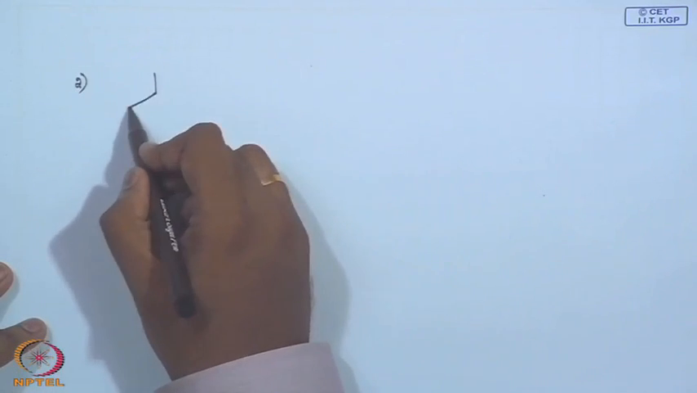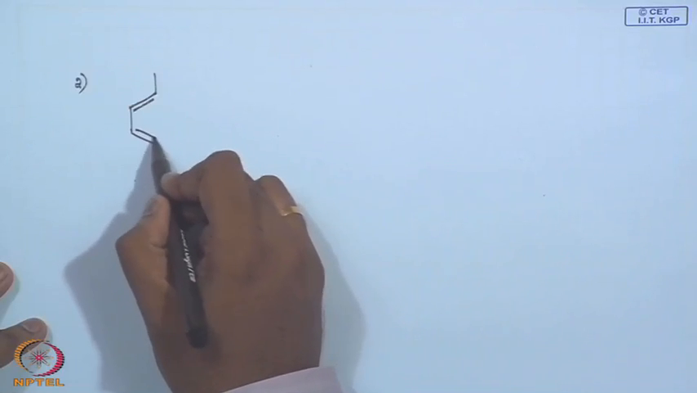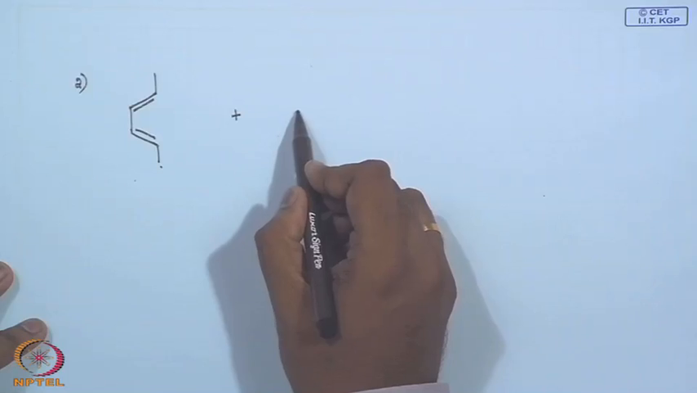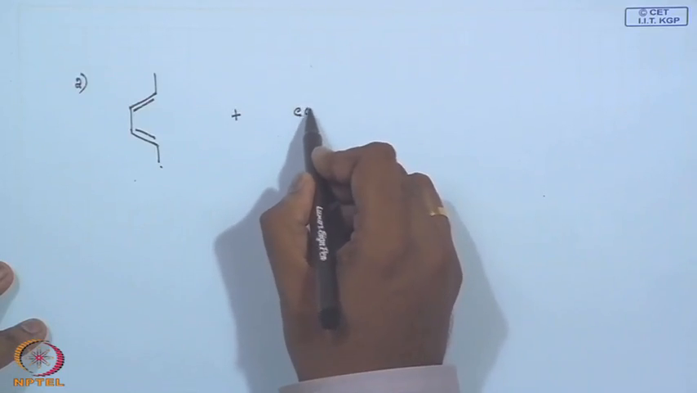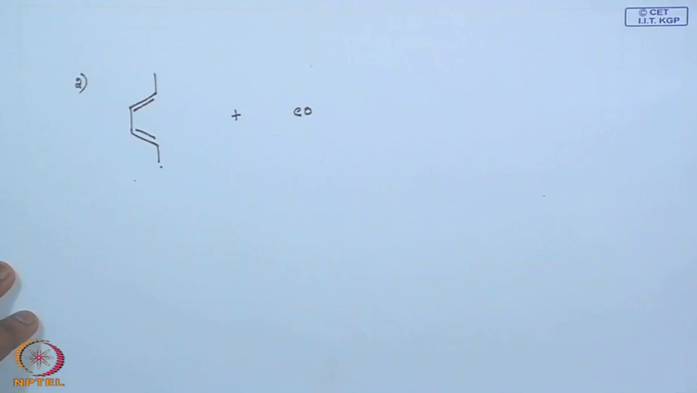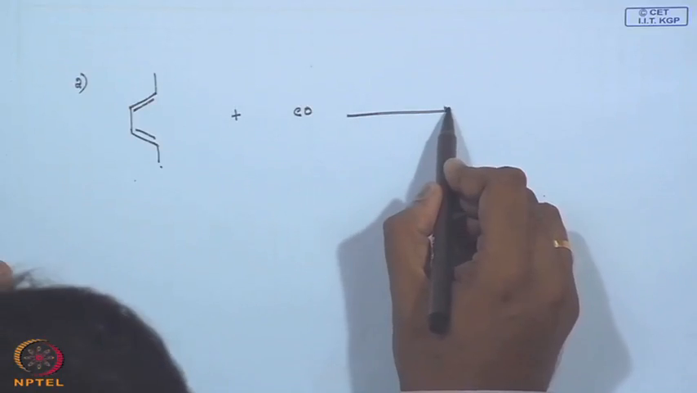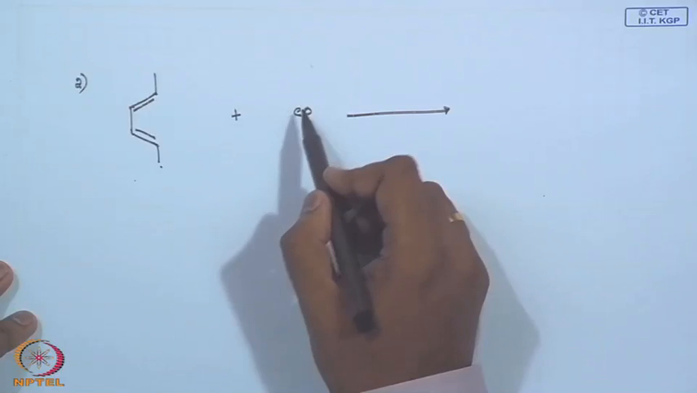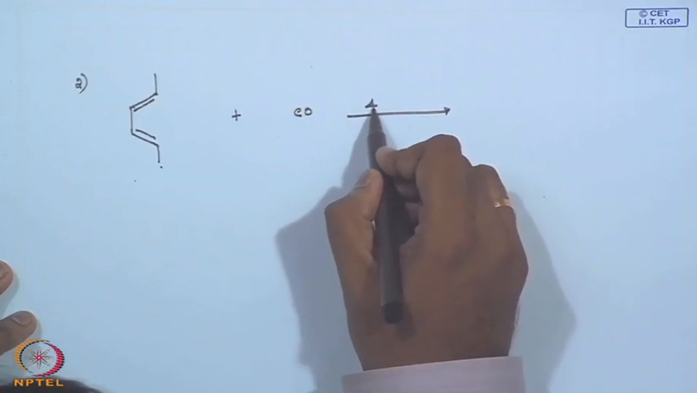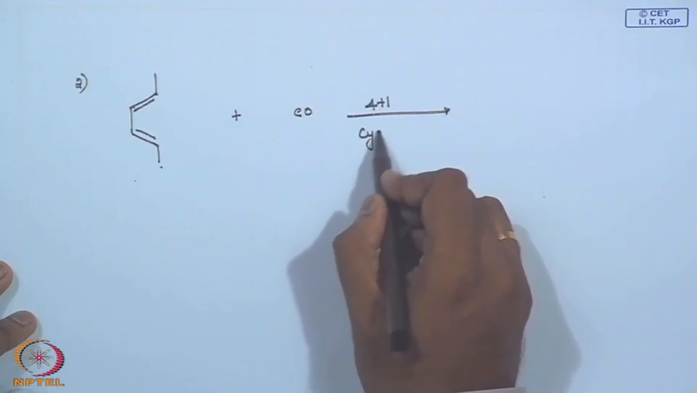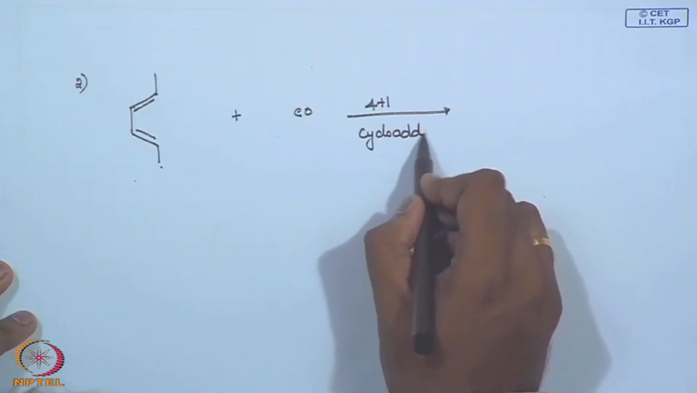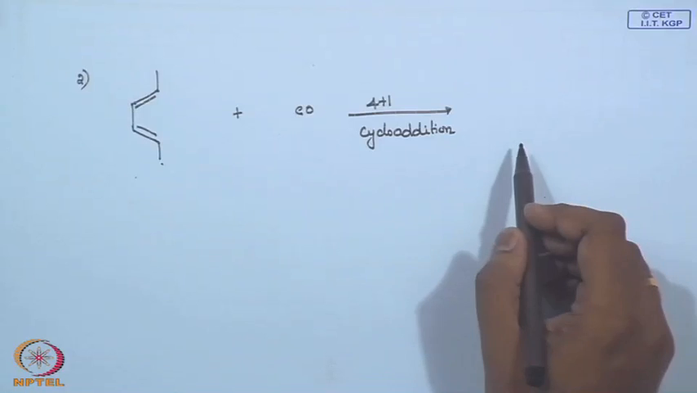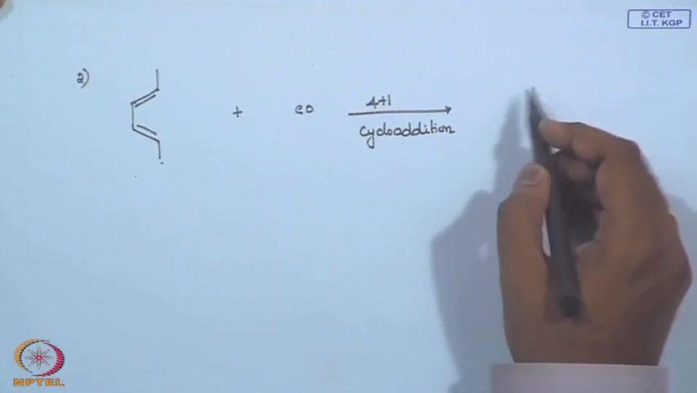I can take the same diene system, the same system. Instead of sulfur dioxide, in this case I am going to take carbon monoxide. Now, if you see what system it is, how many atoms? 1, 2, 3, 4, 4 plus 1. So, I can call this a 4 plus 1 type of cycloaddition. Do not worry, I am not talking with respect to electrons, I am talking with respect to the atoms. 4 plus 1 cycloaddition reactions.